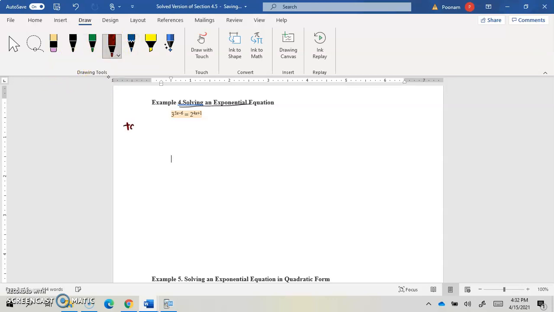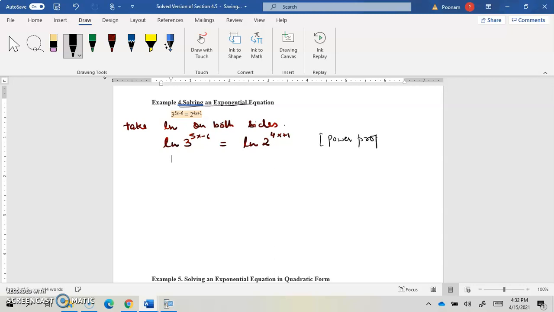What we're going to do is take log on both sides. You can take any log, common log or natural log. I'm going to do this one using natural log on both sides. So we have natural log of 3 raised to power 5x minus 6 is equal to natural log of 2 raised to power 4x plus 1. Now, because of the power property, the power comes down. So this expression will come out.